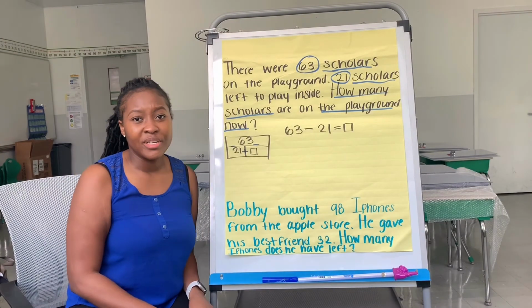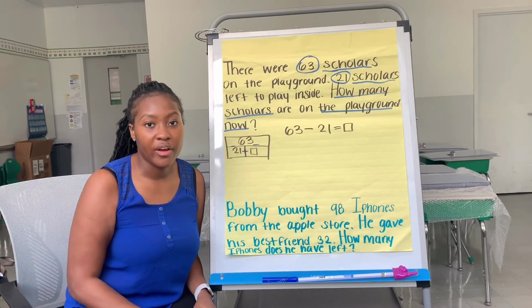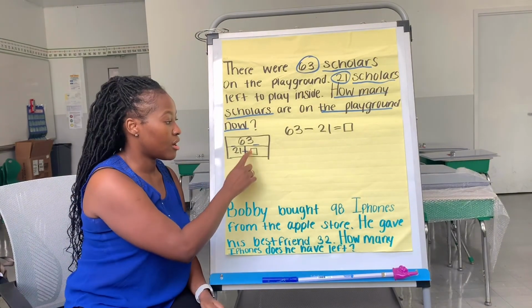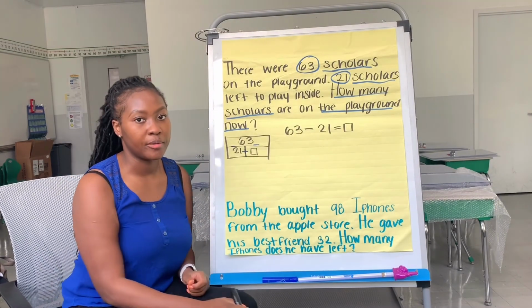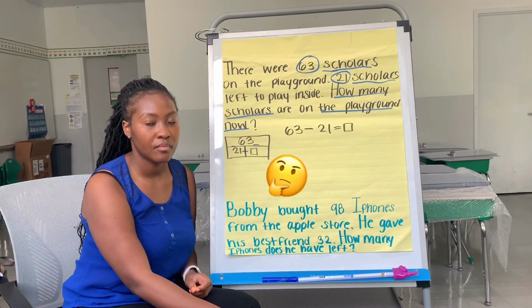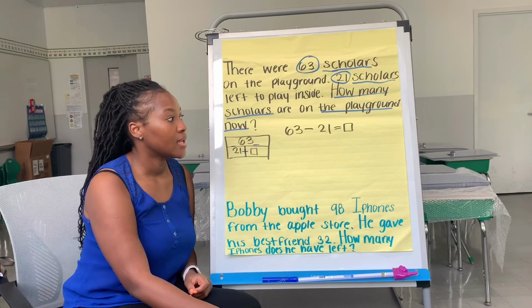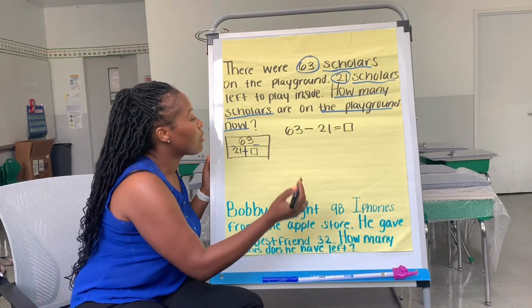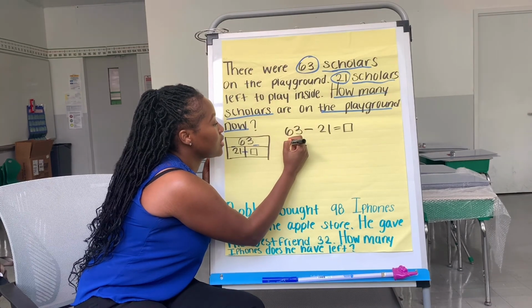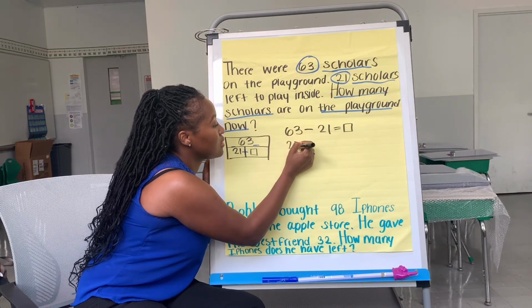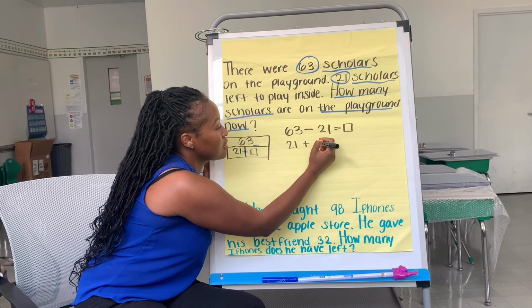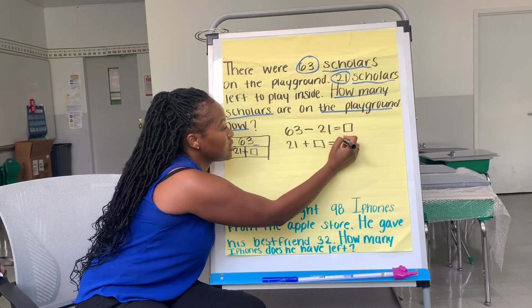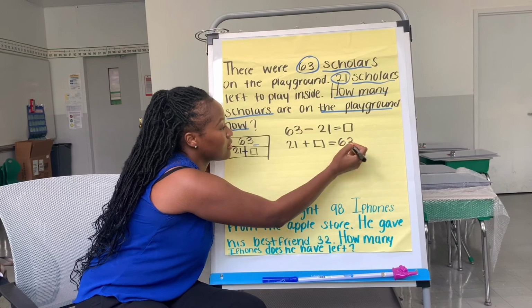What's another number sentence I can write to help me figure out our missing part, our unknown part? Yes, we can also do an addition problem. So that would look like 21 plus, we don't know, equals 63.